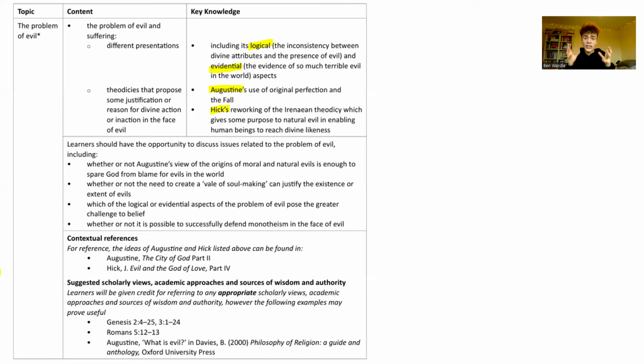We've then got the evidential problem, which is a posteriori, and that means it is based on empirical evidence, the evidence of so much terrible evil in the world when we turn on our TV and we look at the world around us. And we'll be talking about the quantity of evil, but also the pointlessness of it as well. So the fact that it doesn't seem to serve a purpose.